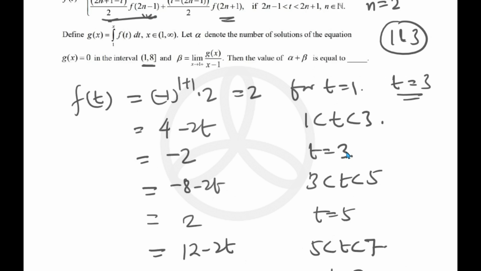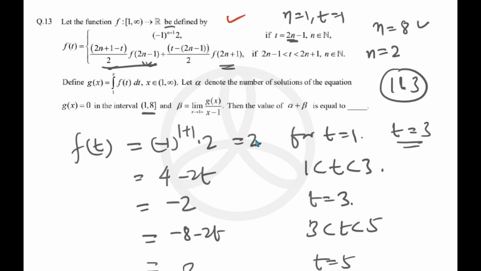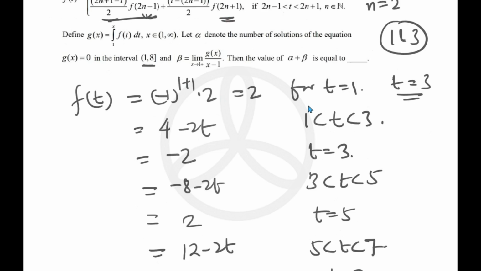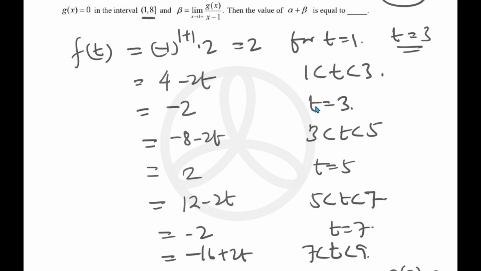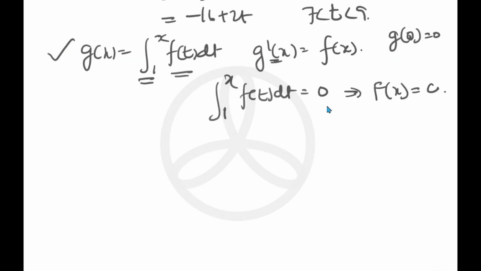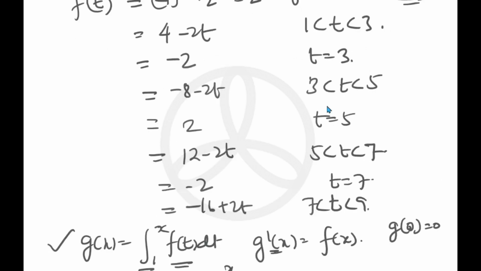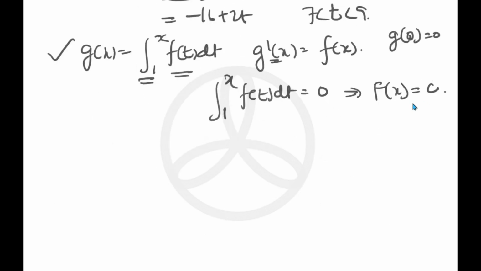Now, the solutions are already listed here. We have to take solutions for numbers greater than 1. For 2, we will not get any, what we will get is for 3, 5 and 7. For 3, 5 and 7, minus 2 is one solution, 2 is one solution, and minus 2 is one solution. So there will be a total of 3 solutions. Alpha will be 3.